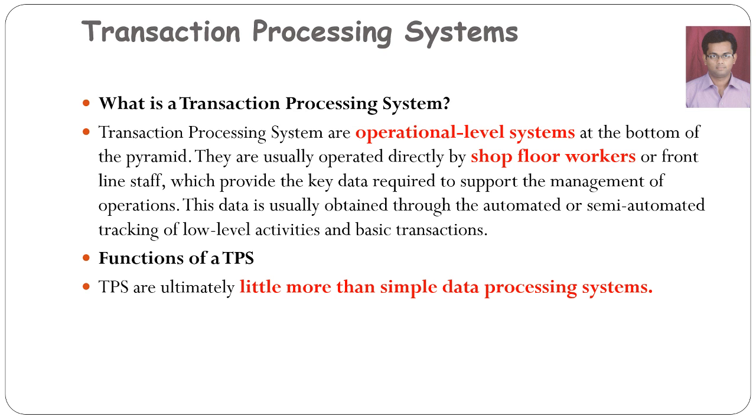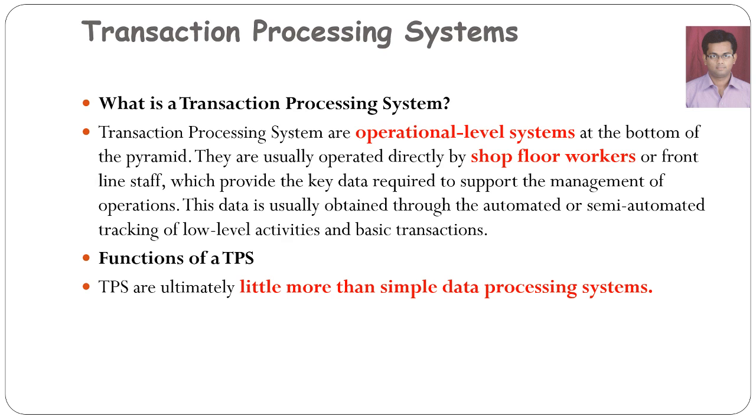Now, let's talk about the transaction processing system. These are the systems seen at the bottom of the pyramid. The transaction processing systems are operational level systems. They are usually operated directly by the shop floor workers or frontline staff, and they provide the key data required to support the management. This data is usually obtained through automated or semi-automated tracking of low-level activities and basic transactions.